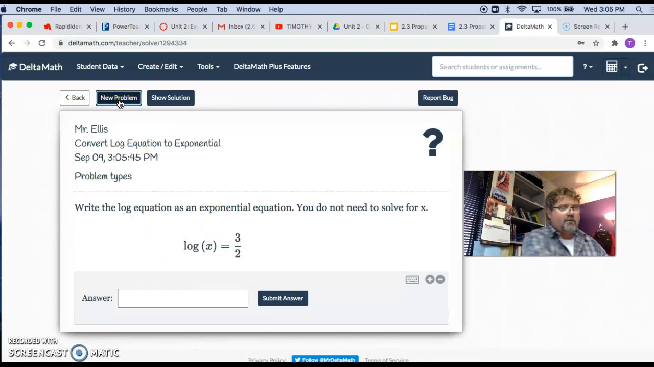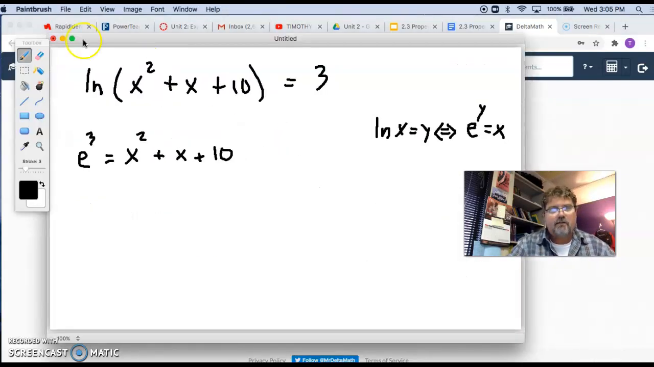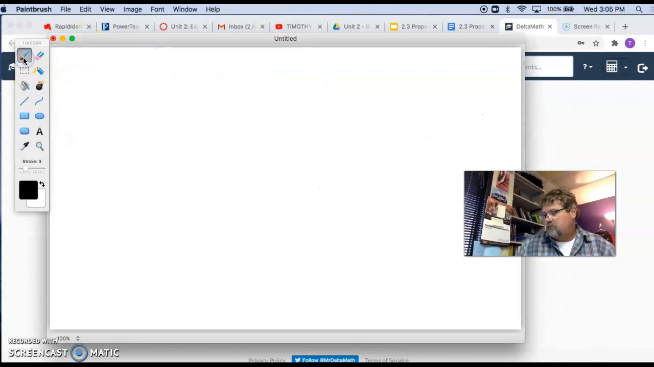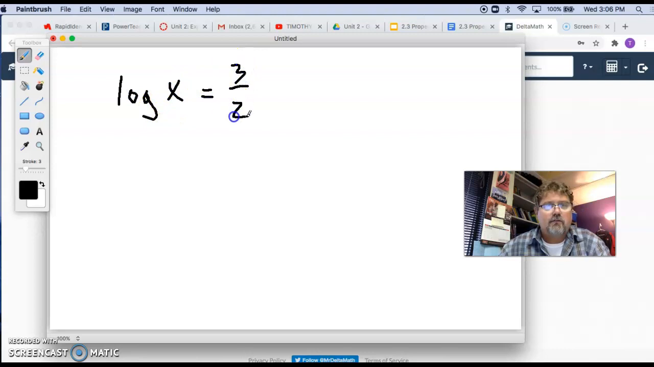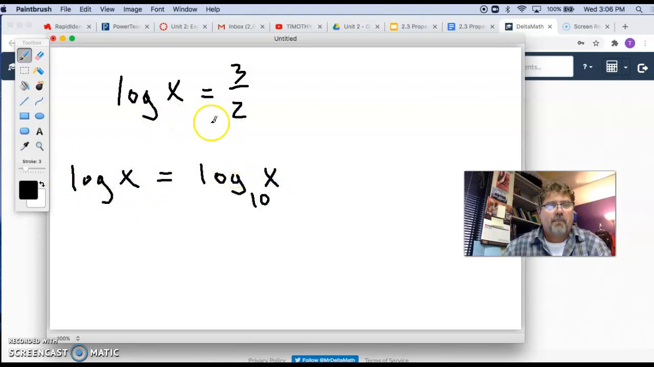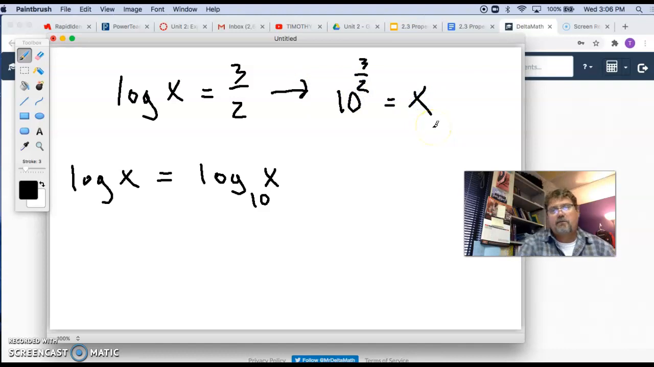Here's one. All right, so we'll do this one. We're going to do log x. This shouldn't take you too long, once you get the hang of it. And it's an important skill, so we're not just wasting time doing this, I promise. We have log x, and that's equal to 3/2. Then we've got to remember that log x is actually log base 10 of x, right? So really we have 10 to the 3/2, and that's x, and that's what they would want.